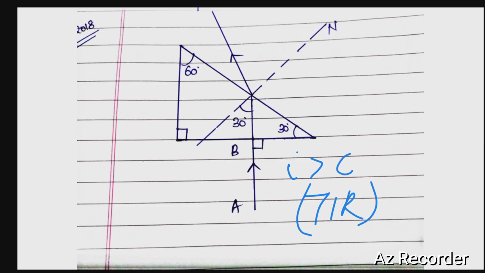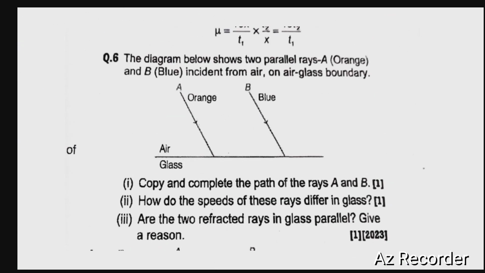Okay, so now let's discuss the next question. So moving on to the next question. Here the diagram shows two rays A and B. One is of orange color and the other is of blue color, which is incident on an air and glass medium. Okay, we have to copy and complete the path of the rays A and B until they emerge out, and we need to compare the speed of the light rays in glass, and check whether the two refracted rays are parallel or not.